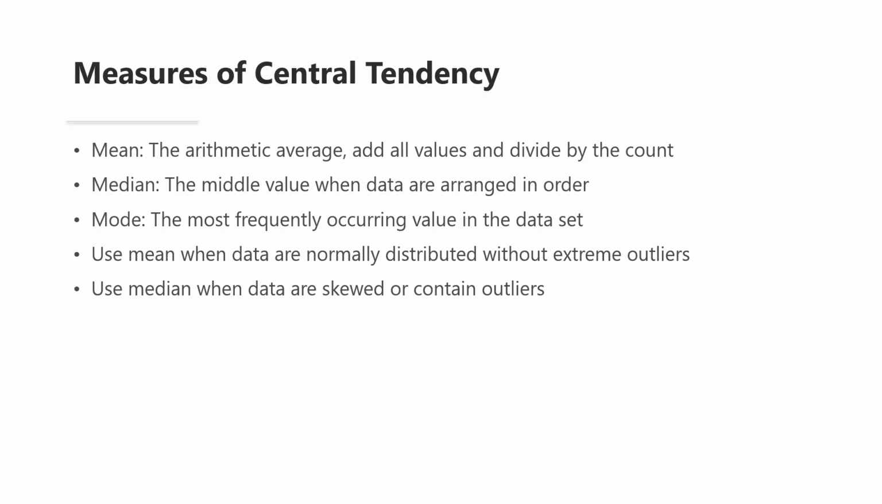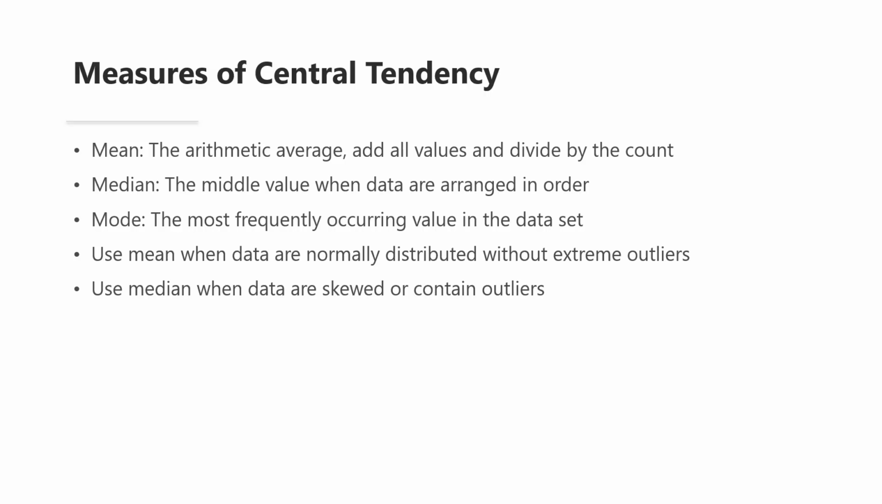Now here is a critical exam concept, and I really want you to lock this one in. When should you use the median instead of the mean? The answer is when data are skewed or contain extreme outliers. Outliers are values that are far removed from the rest of the data. They pull the mean in their direction but do not affect the median.